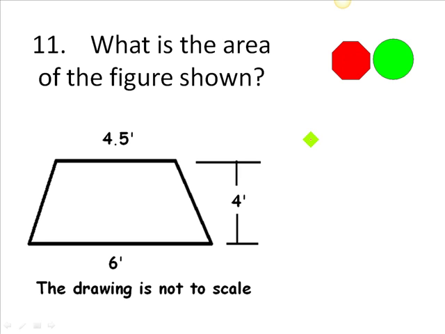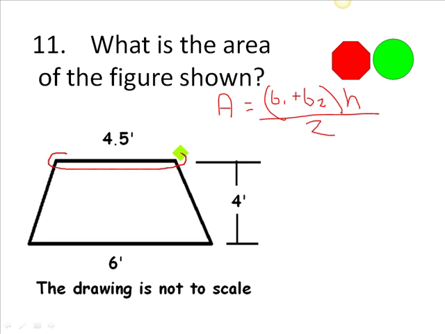Okay, let's see how you did. Well, first of all, this is a trapezoid, and trapezoids have the formula for finding their area as A equals (B1, the base 1, plus base 2, all of that in parentheses) times the height, all divided by 2. Now, it doesn't matter which one of these you call base 1 and base 2.